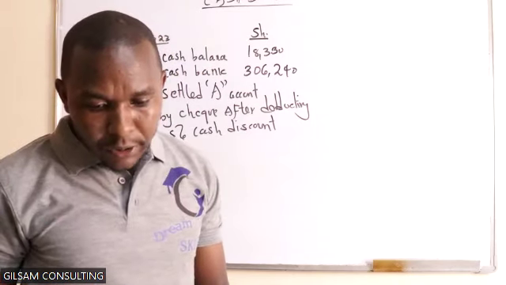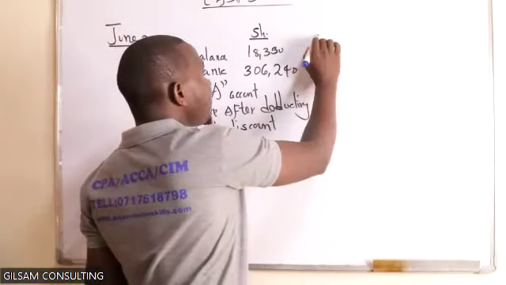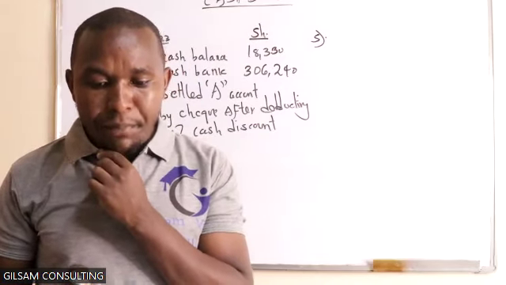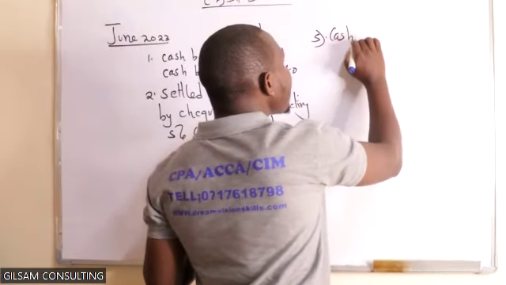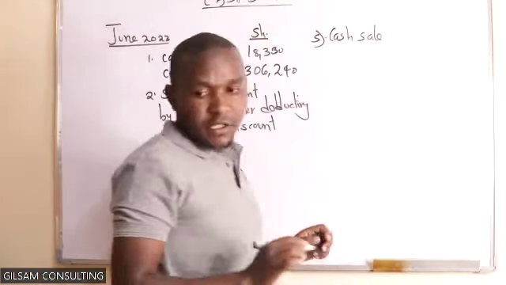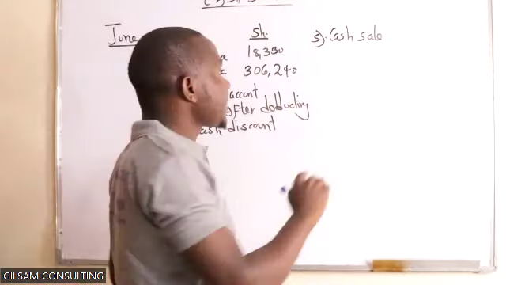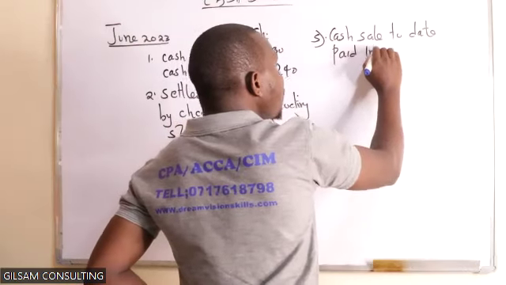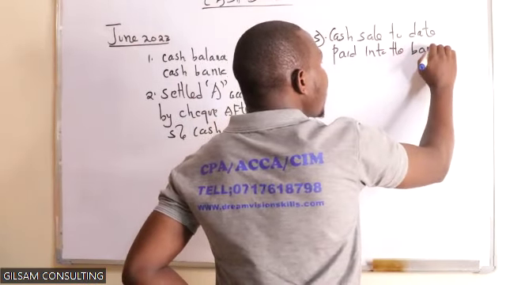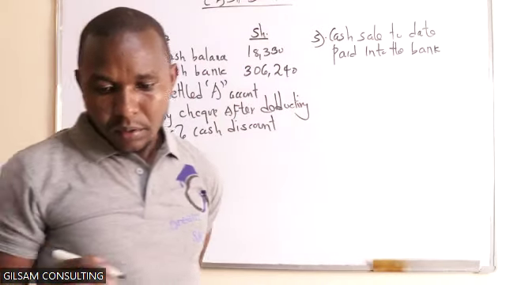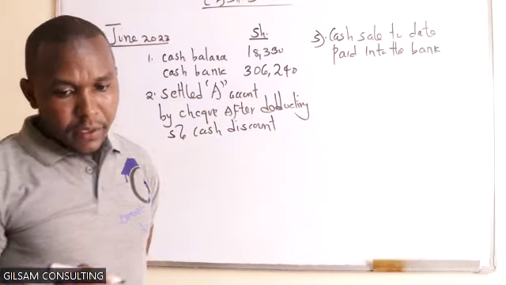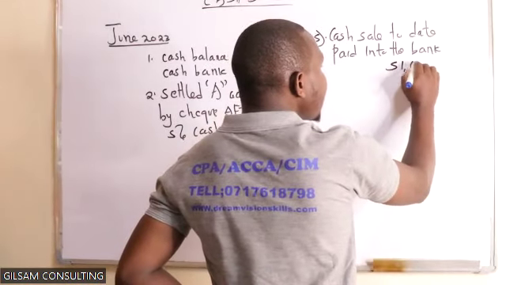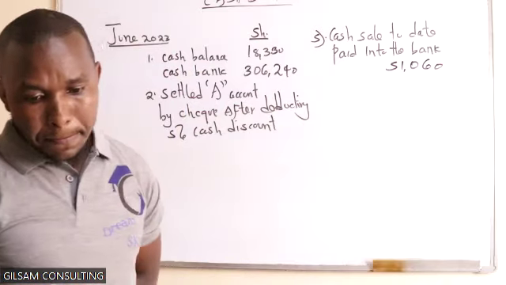And then on date 5, we have been told the cash sales to date are paid into the bank. The amount is 51,060 shillings.